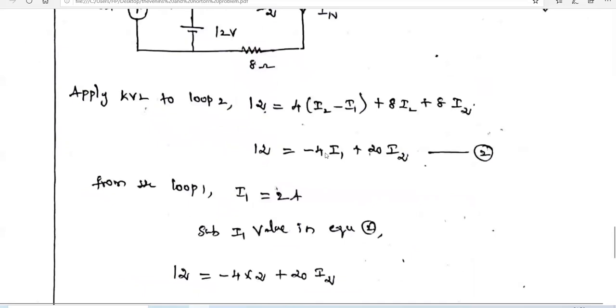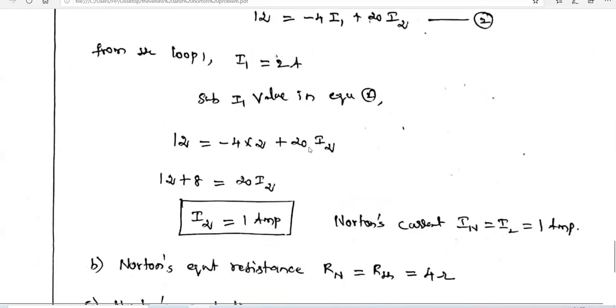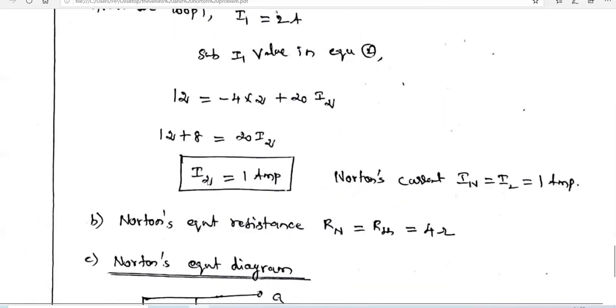Okay, so you collect the I1 term and I2 term. Already from loop 1, the I1 value is 2 amps. So substitute this I1 value in the above equation. In the above equation, we will get 12 equal to minus 4 into 2 plus 20 into I2. So from this, we calculated the I2 value is 1 amp.